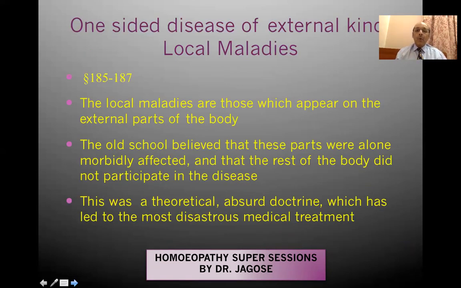So, one-sided disease of an external kind, that is local maladies. It is given in aphorisms 185 to 187. So local maladies are those which appear on the external parts of the body. Even local diseases are ones which appear on the external part of the body. That is why in most of the colleges, it has been taught that local maladies and local diseases are the same, but it is not so.